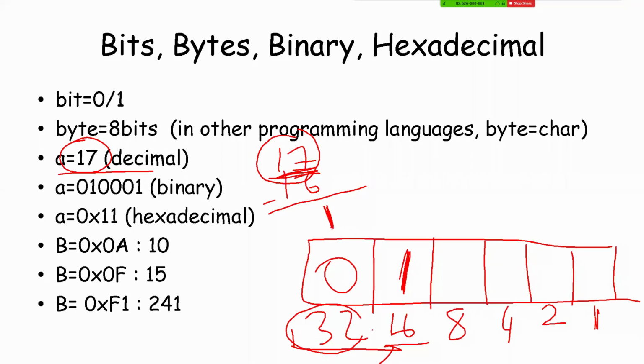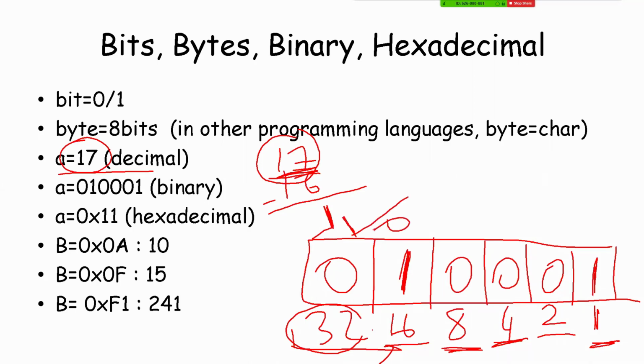1 cent left. And then I will ask, do I have to pay them an 8-cent coin? No. Do I have to pay them a 4-cent coin? No. A 2-cent coin? No. Do I have to pay them a penny? Yes. So I paid them a penny. I'll subtract. I end up with 0. And this is my binary number.